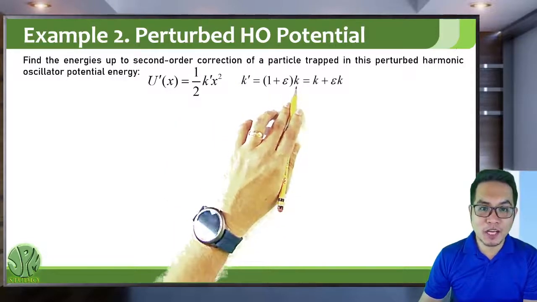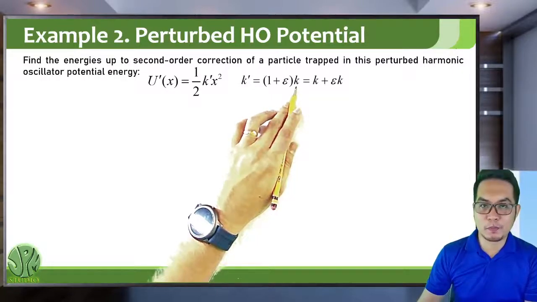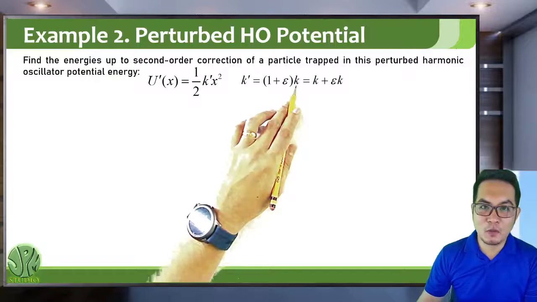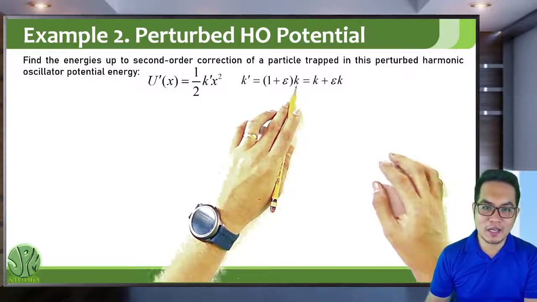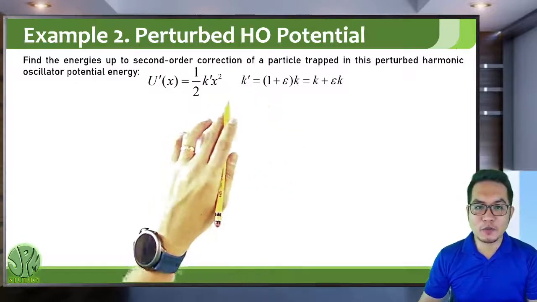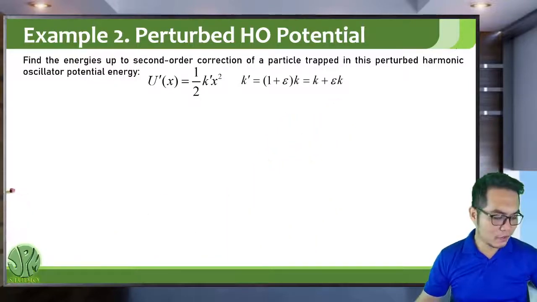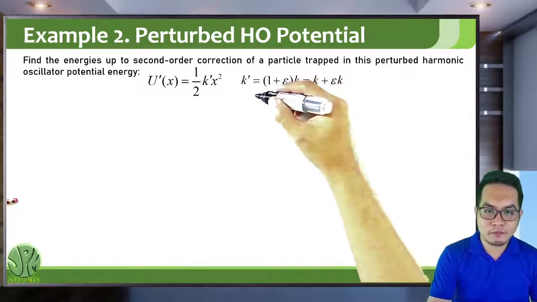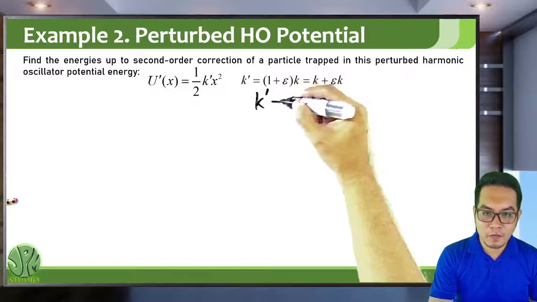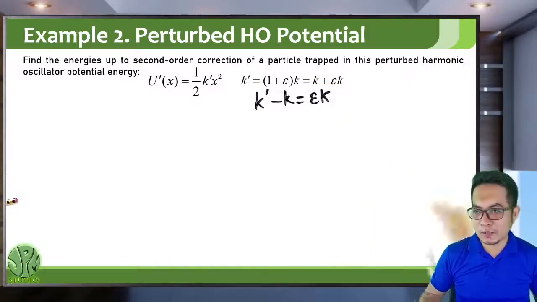K is the original wave number or spring constant, depending on what type of system it is. So this is the original k. This is the new k, k prime. And so basically you have k plus epsilon k, or you will get k prime minus k is equal to epsilon k. So that one.